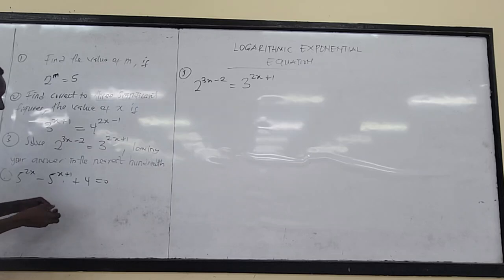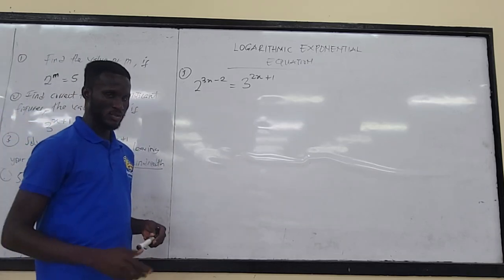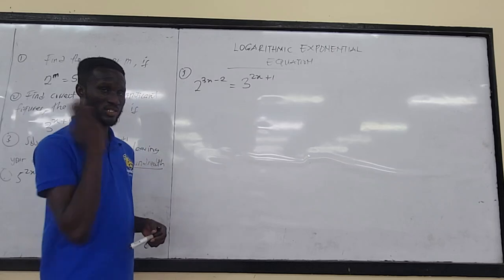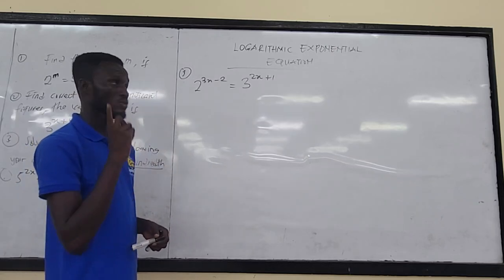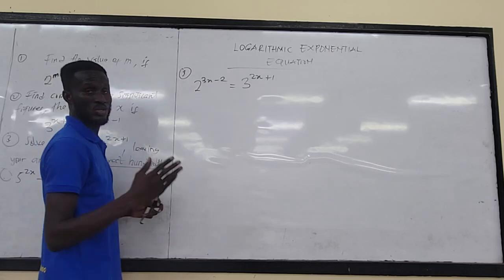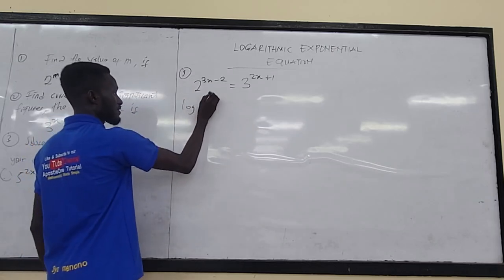We have to leave our answer to the nearest hundred. Nearest hundred. Even hundred. We have tens, we have 100. 100 is the same as 2 decimal places. Tens is the same as 1 decimal place. Now I have to introduce log of base 10 to both sides. Now I'm introducing log of base 10 to both sides.